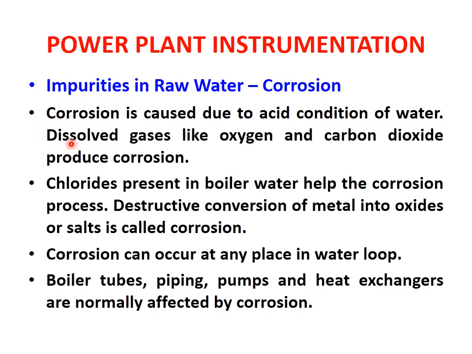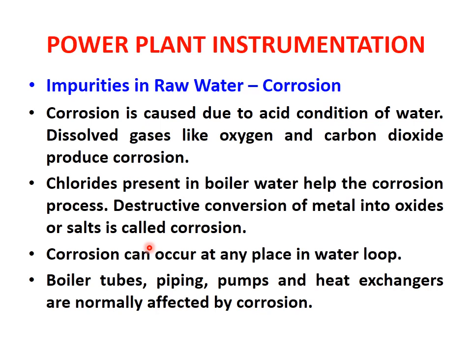Now we are already prone to this type of impurity in the raw water, corrosion. Corrosion is caused due to the acid condition of water. All of you know this type of impurity already. Dissolved gases like oxygen and carbon dioxide produce corrosion. We know that in an iron pipe, if some particles of water are present, the corrosion starts due to the oxidation of air. Chlorides present in boiler water help the corrosion process. Destructive conversion of metal into oxides or salts is called corrosion.